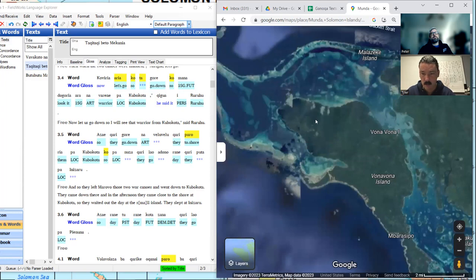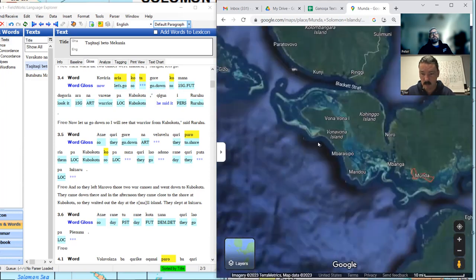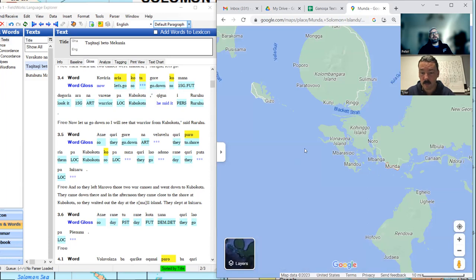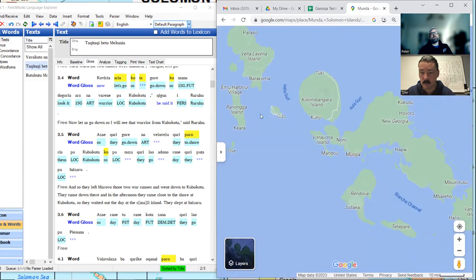So mostly I'm not going to give away too much. Mostly I did a lot of staying on Vonovona, though I've spent a lot of time in Gizo and Munda as well. So this area is basically where I've gone. Well, I've also gone to Kolombangada. So this is like the heartland of Roviana right here.